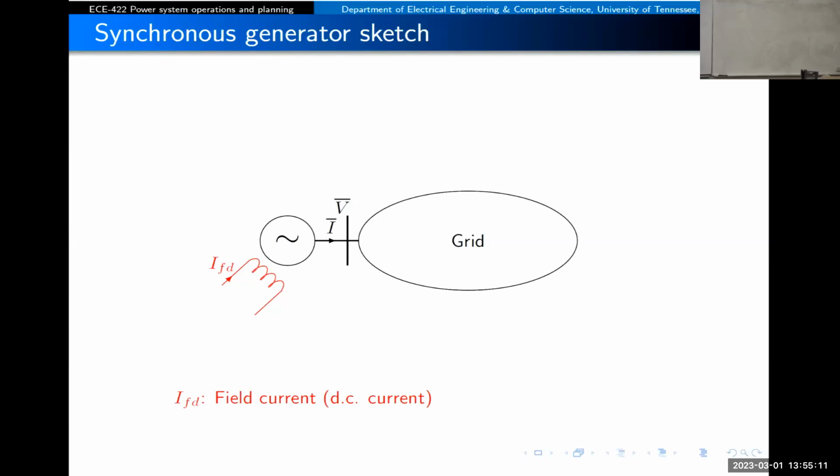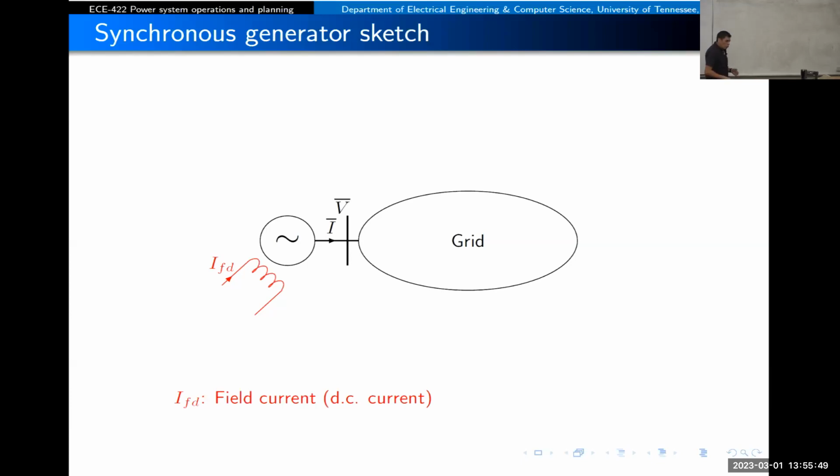If this current is small, then you will have less flux and therefore less induced voltage. The magnitude of the induced voltage inside the machine, not the terminal, will be smaller. Then you will have a small voltage and the machine will be connected to the grid. Let's assume that the voltage here is higher. So again, from the circuit point of view, we can interpret that the machine now is absorbing reactive power. So we will have that variable that we can control.